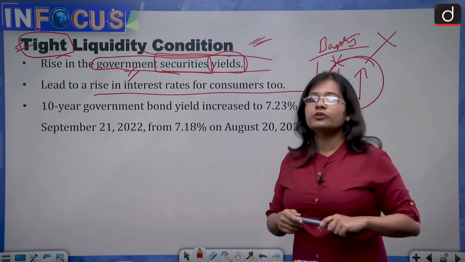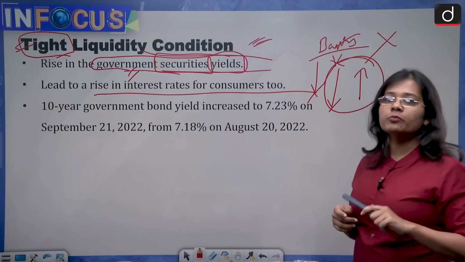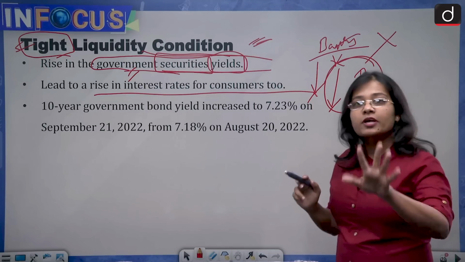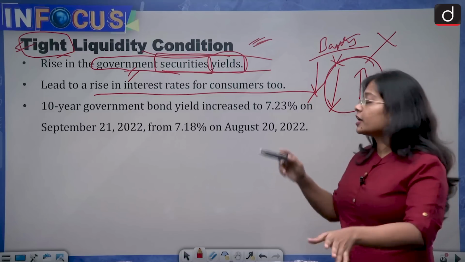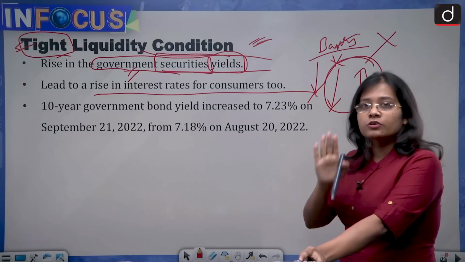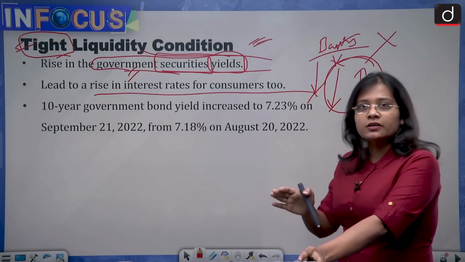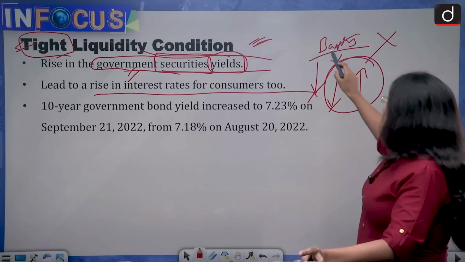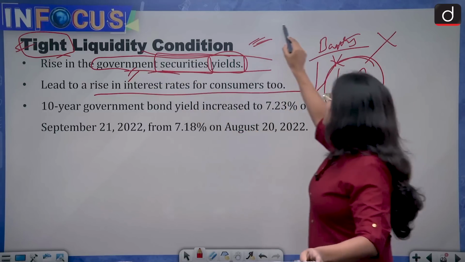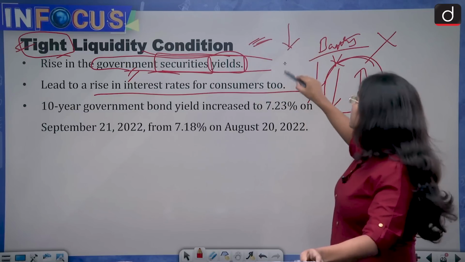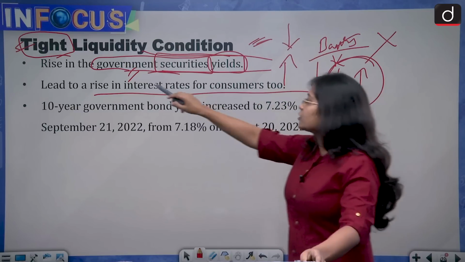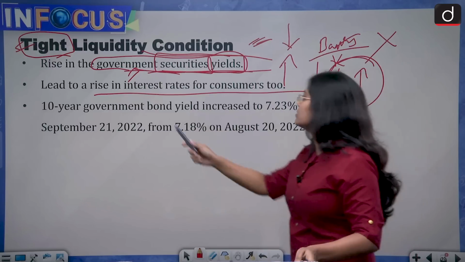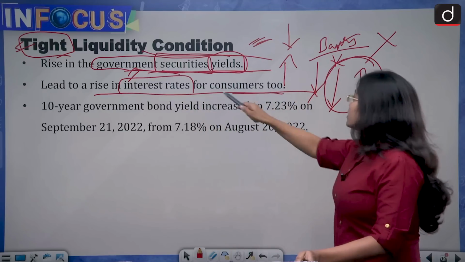I have already made a video on the government bond yields and government bond price relationship. You can go and watch that one also. From an exam perspective also, you have to remember that be it government bonds or government securities, the price and the yield will always have an inverse relationship. So when the government security price comes down because of low demand, its yield will increase, and that is why there will be a rise in the government security yields, and this will lead to a rise in the interest rates for the consumers.